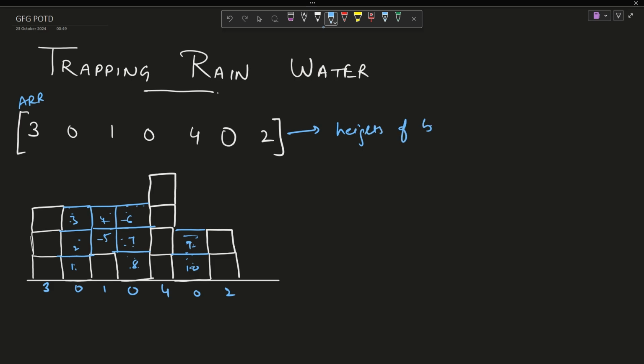Heights of buildings, right? So if we try to plot this height of building over a straight line, this is the length, this is the height of, like this is the building of height 3, a building of height 0, 1, 0 and similarly 4, 0, 2, right?